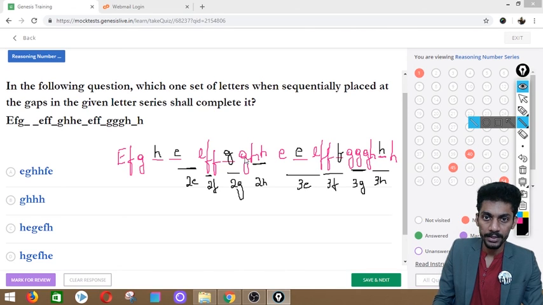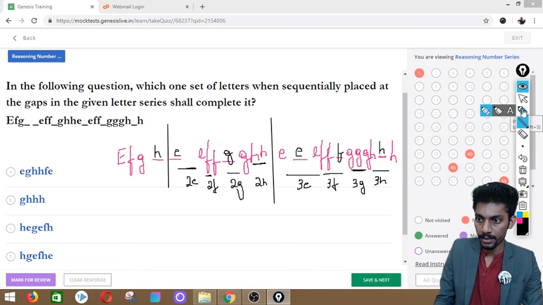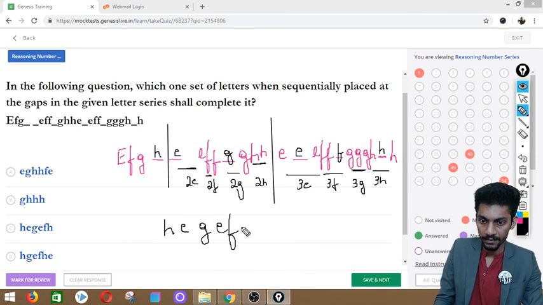So is there a pattern followed? Yes, of course it's followed. That is this one, E, F, G, H. Then you have E, E, F, F, G, G, H, H. Then you have E, E, E, F, F, F, G, G, G, H, H, H. So what is the answer? The answer should be H, E, G, E, F and H. Is there any option? Yes, if there is an option, that is option C.